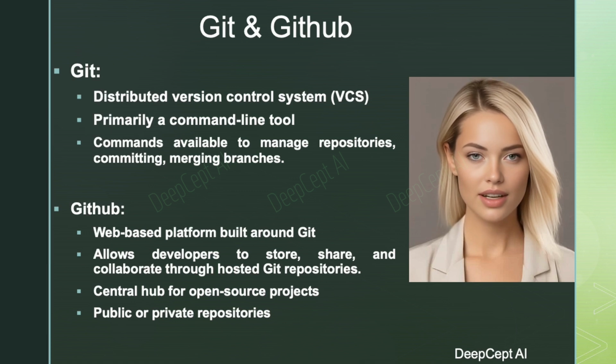Together, Git and GitHub form a powerful combination for version control and collaborative software development, enabling teams to work efficiently on code bases while maintaining a comprehensive history of changes. This integration of Git and GitHub plays a crucial role in modern software development AI workflows, ensuring code reliability, collaboration, and project management efficiency.